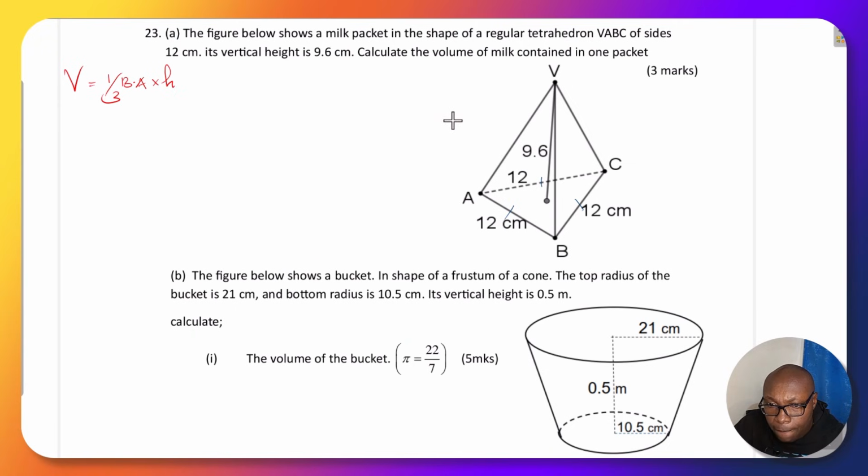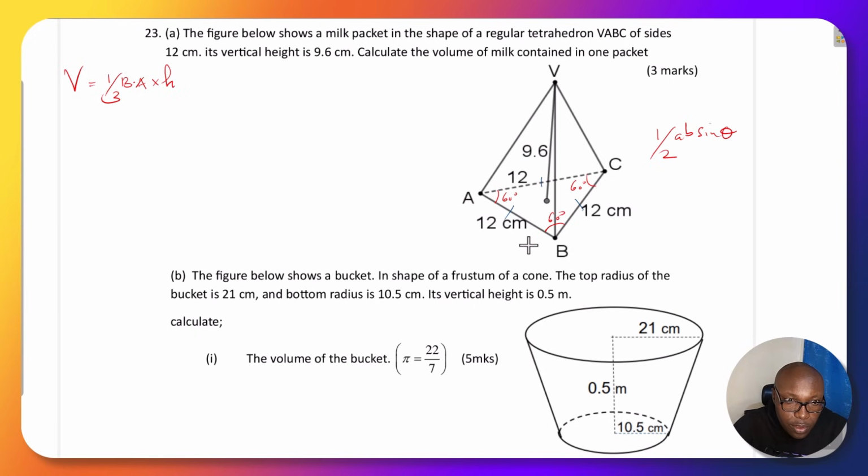So when I look at the base, we can get the area of the base. This one is an equilateral triangle of sides 12. You can use Heron's formula, and you can also use the formula half ab sin theta, because in an equilateral triangle, you know that all these angles are equal. All these angles are 60 degrees, and therefore we can use this formula. Area is equal to a half times ab sine of theta.